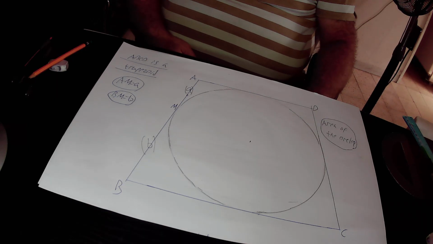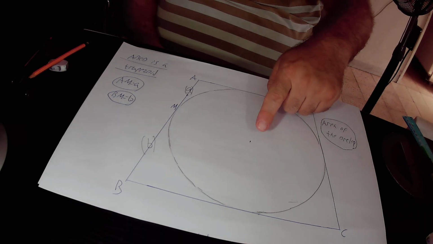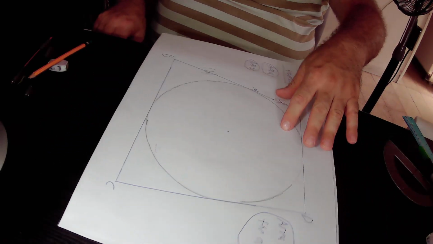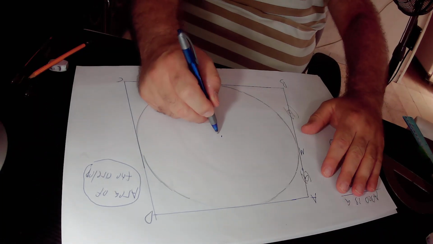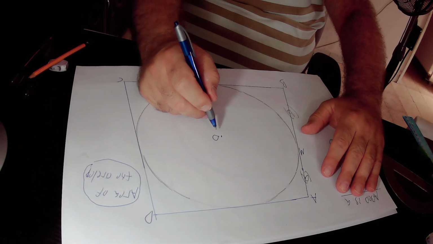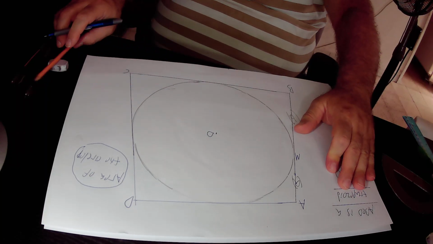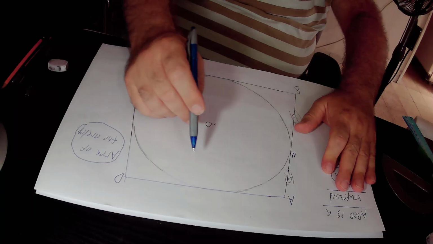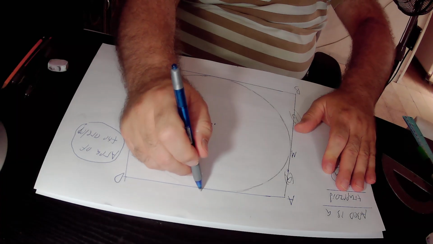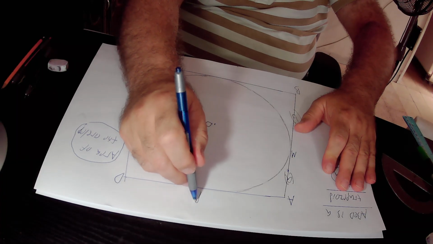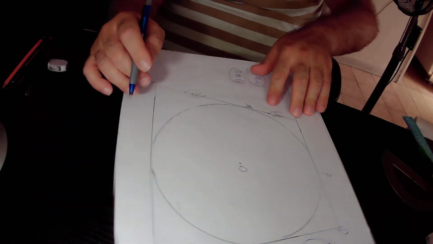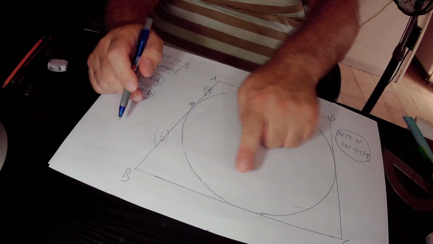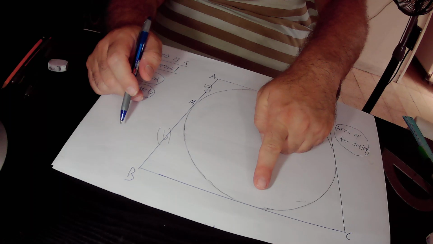So first of all, we define the center of this circle. This point is point O. And we define the point of tangency of tangent AD with this circle. This point is point P. Likewise, we define the point of tangency of this tangent BC with this circle. This point is point Q.